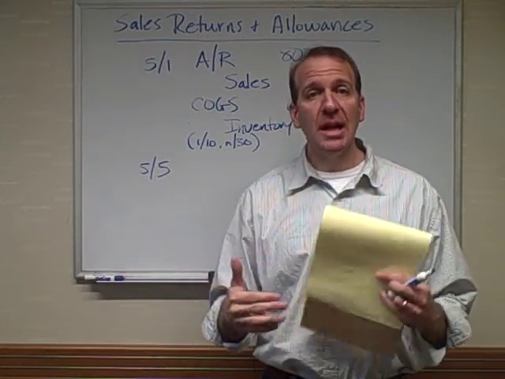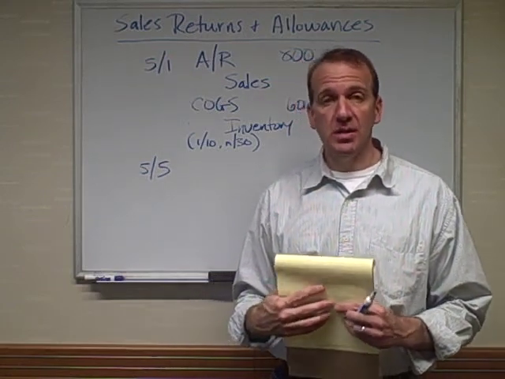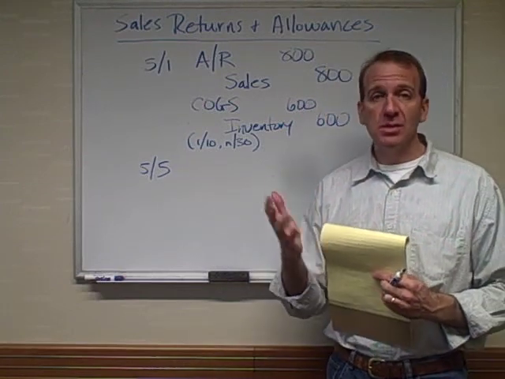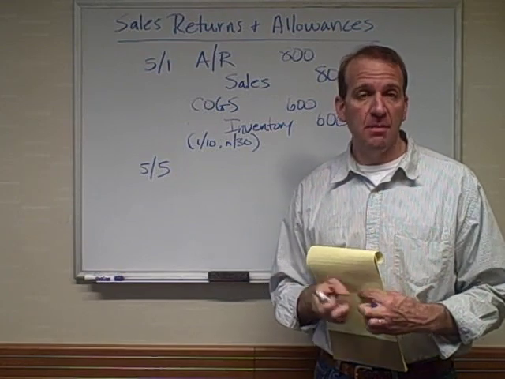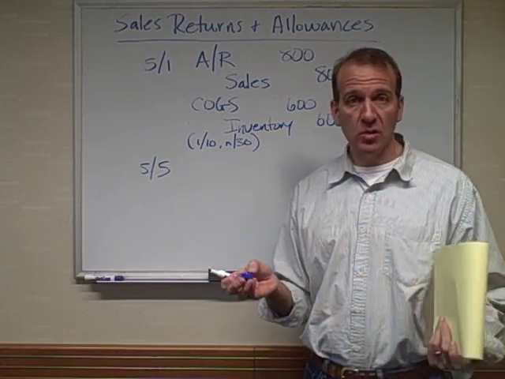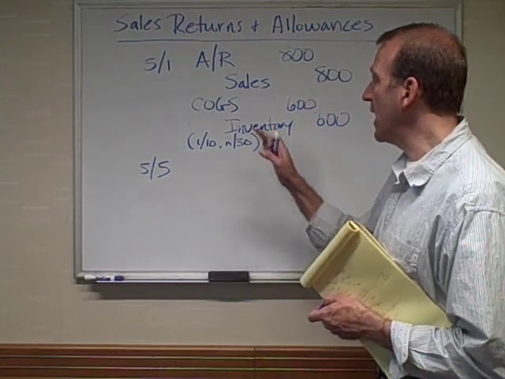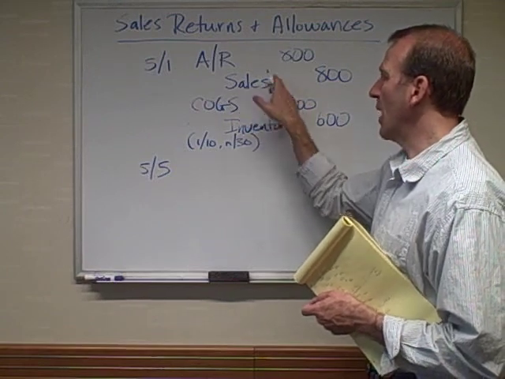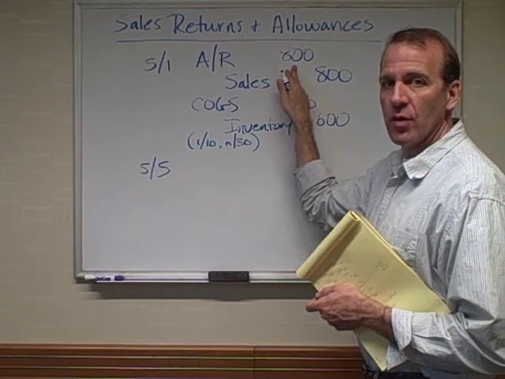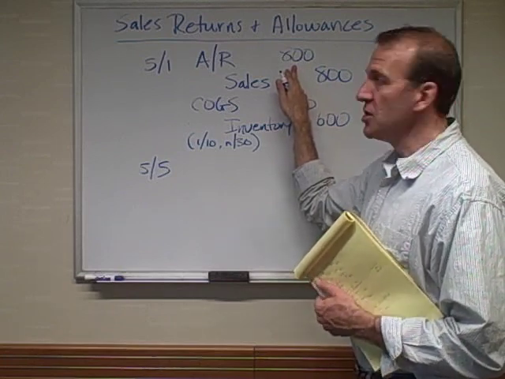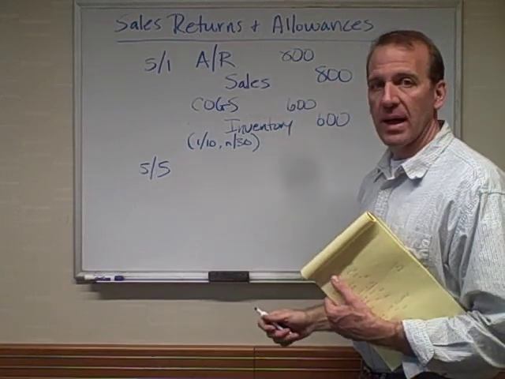So you might negotiate a reduction in price. So let's say you decide, look, how about if I reduce the price $100? Will you be happy and just keep the items? And they may say, sure, if you reduce the price $100, we'll do that. Well, then our entry is right here again. We have to reverse out part of this because they're not going to be paying us $800. They're only going to be paying us $700 now. So we have to reduce that accounts receivable by $100.